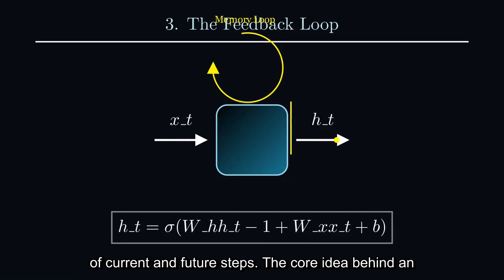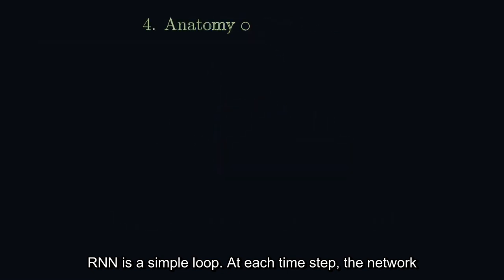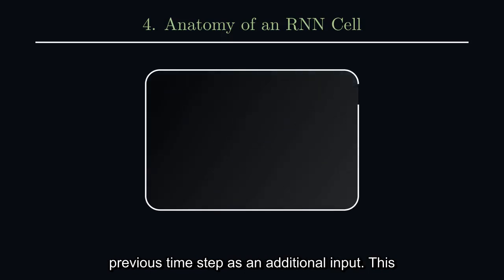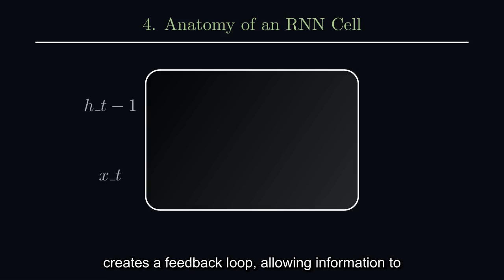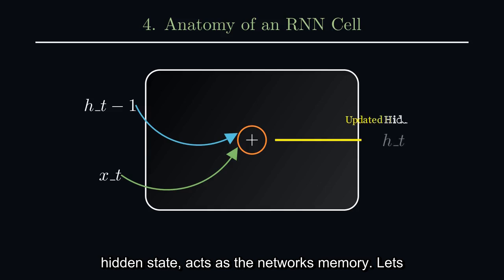The core idea behind an RNN is a simple loop. At each time step, the network receives an input, and also takes the output from the previous time step as an additional input. This creates a feedback loop, allowing information to persist. This internal state, often called the hidden state, acts as the network's memory.